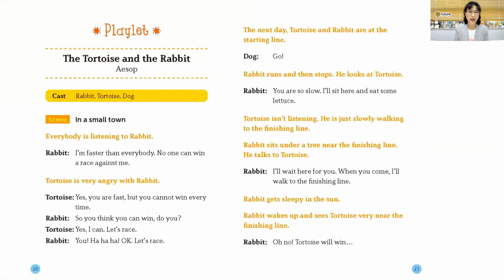And we also provide a playlet for students to do the role play. So let's read this. So cast: rabbit, tortoise, and dog. Scene: in a small town.